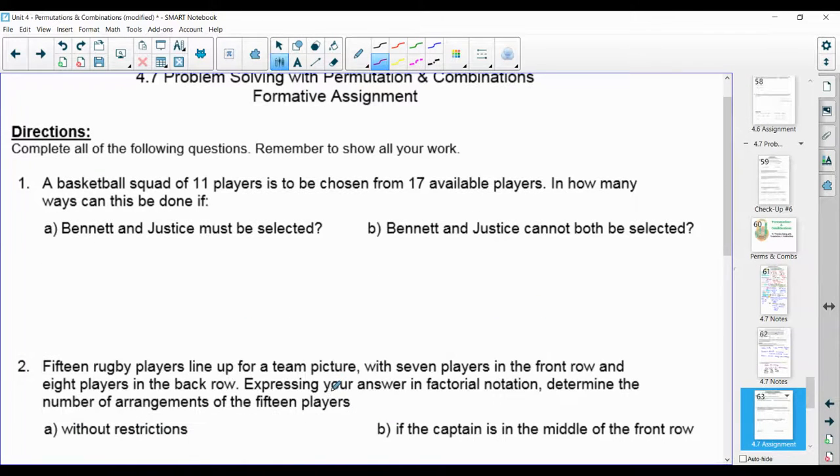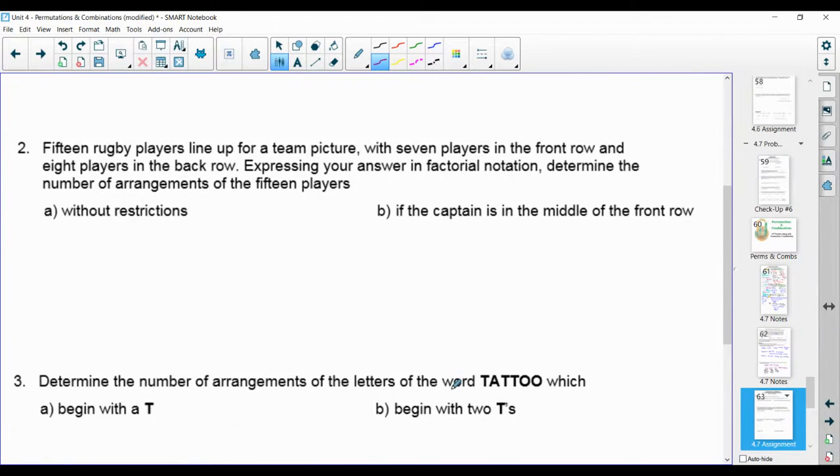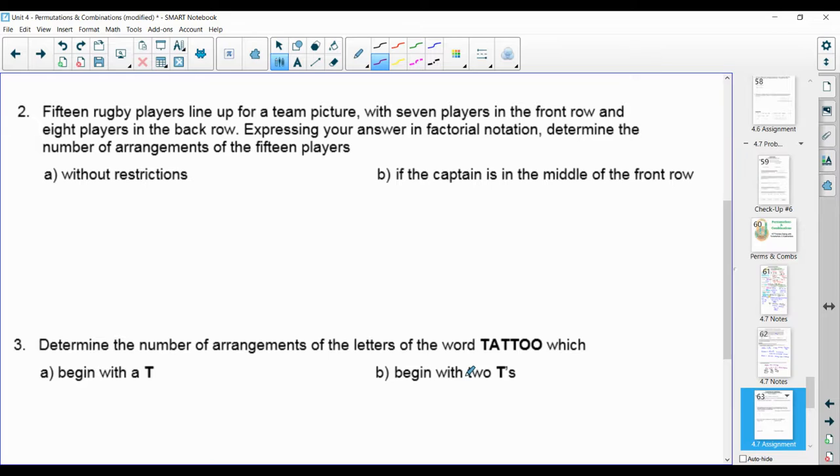All right, so let's take a look at some examples here. Again, I'm not going to do every question, and if there's one that was already covered in the notes, I'm going to skip over those. We're going to look at question number 2.